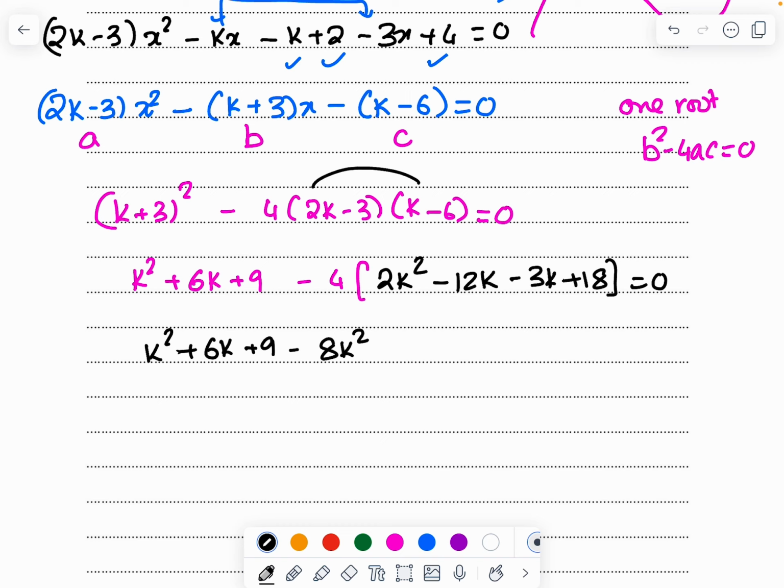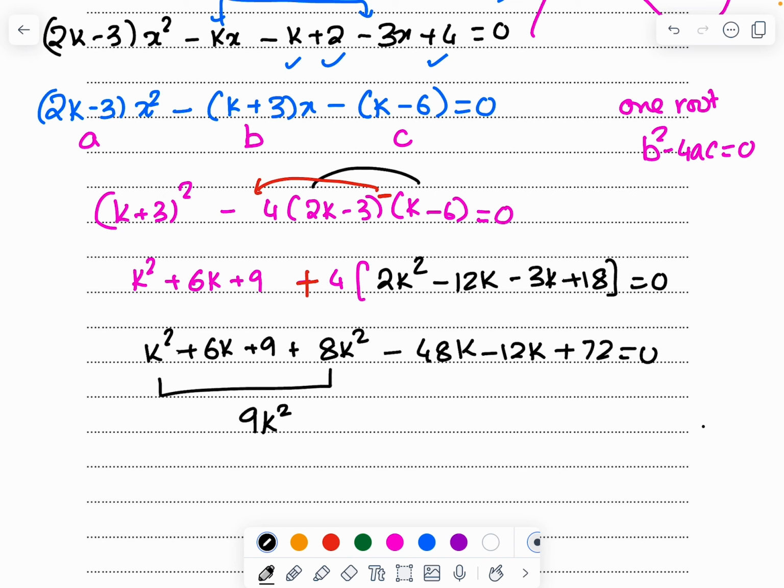And over here, we just missed this minus k minus 6, so this will become plus. Minus times minus is plus, because the c value is negative k minus 6. So when I multiply it out, it becomes plus 8k square minus 48k, then minus 12k and plus 72 equals to 0. Now add it out, what does it become?